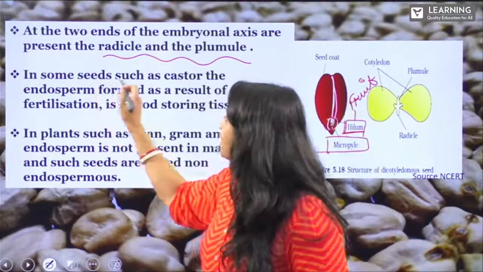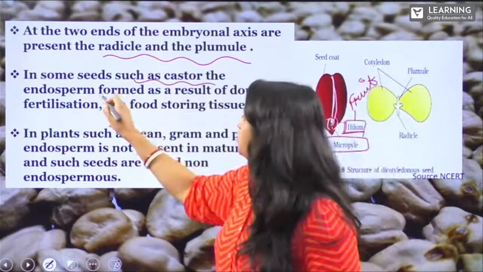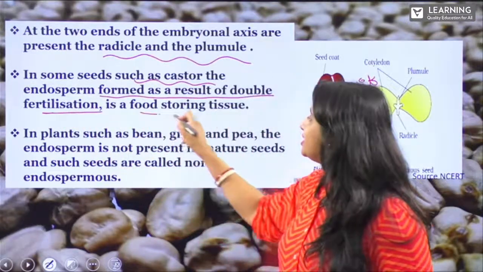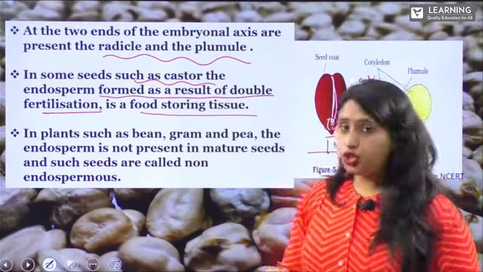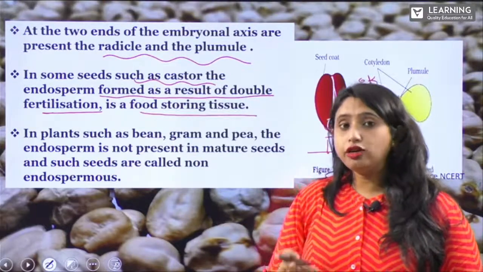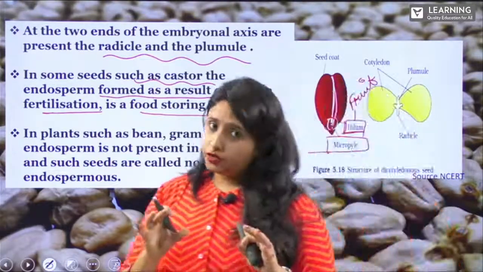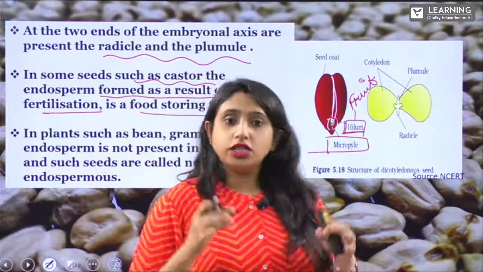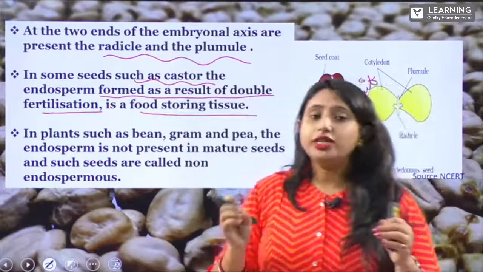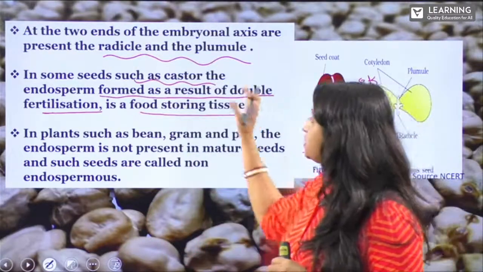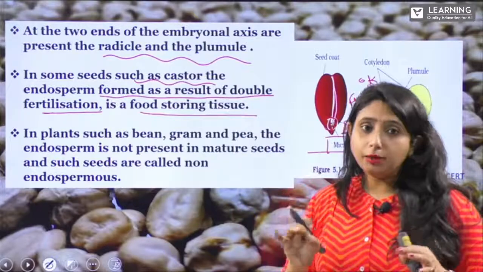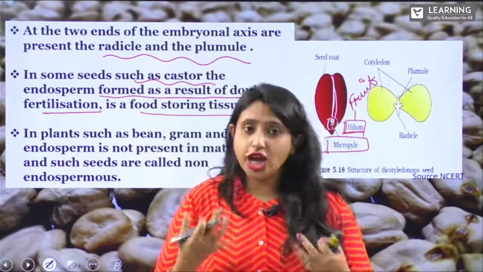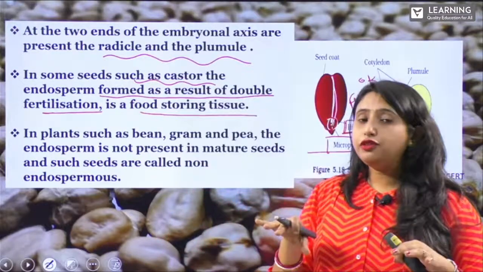micropyle. In some seeds such as castor, the endosperm formed as a result of double fertilization is a food storing tissue. So what is the function of this endosperm? The endosperm is responsible for providing nutrition to the developing seed. In some seeds, the endosperm is formed as a result of double fertilization. We have talked about double fertilization in chapter number 3. What happens in double fertilization?